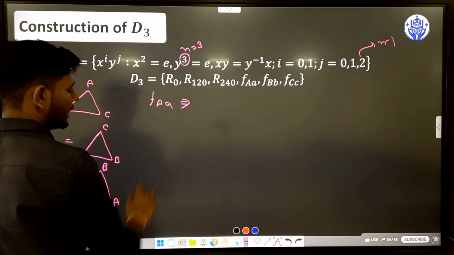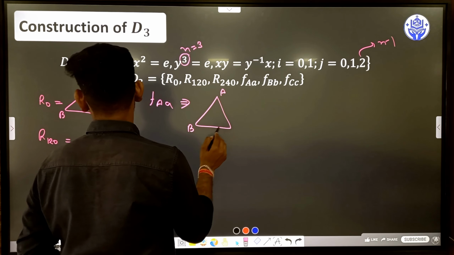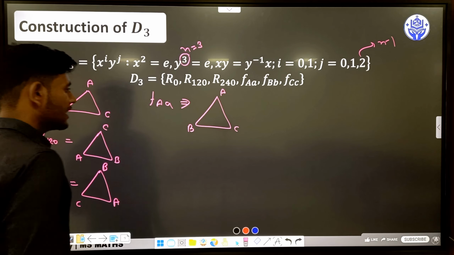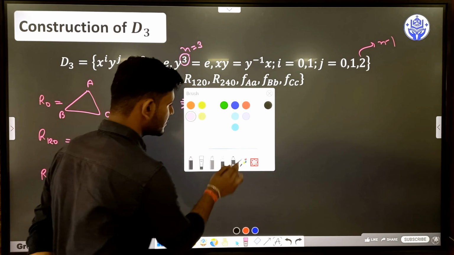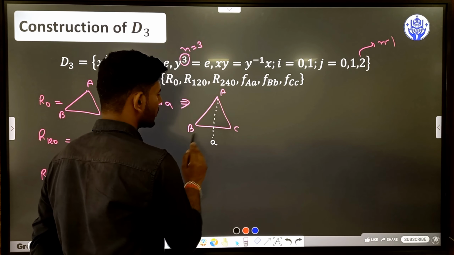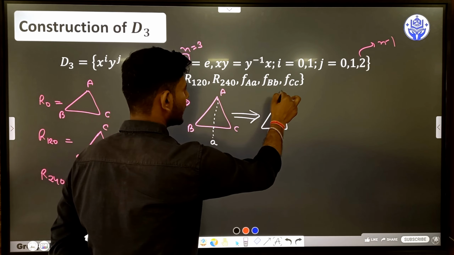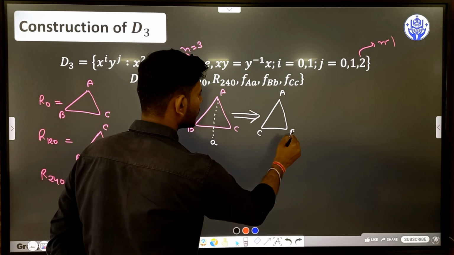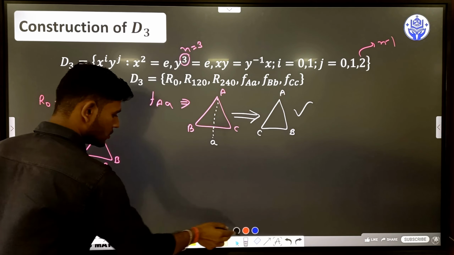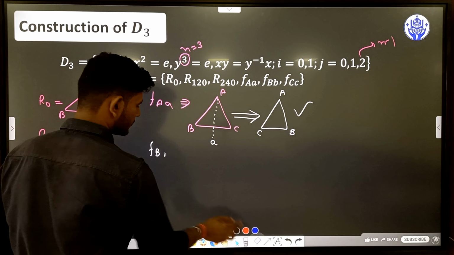So FAA means like this. If it is A, B, C, then just take the symmetry. Just take the symmetry from this one, which is your A. Just take like this. So A will be here, C will be here, B will be here. This is the answer. Now what do you mean by F of BA?